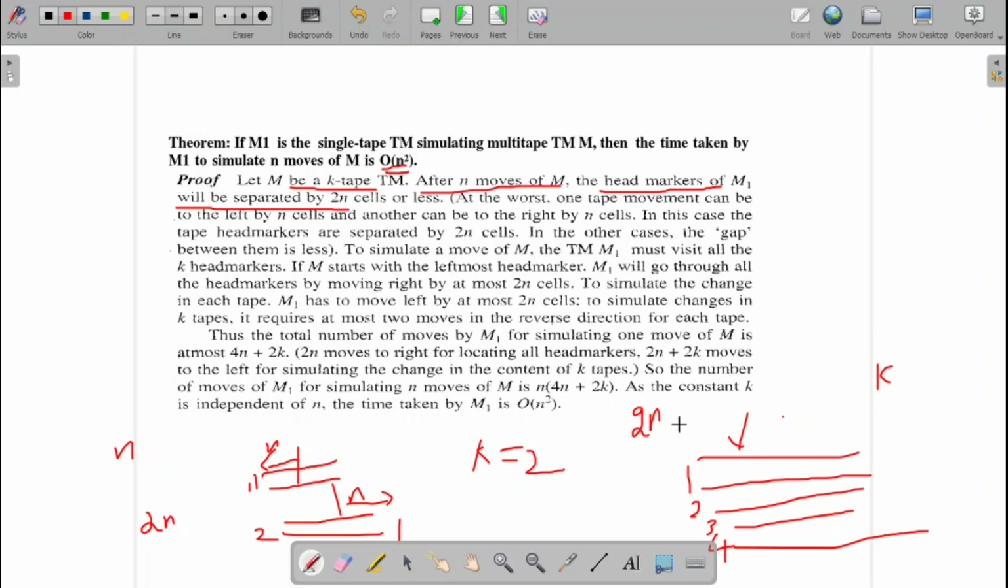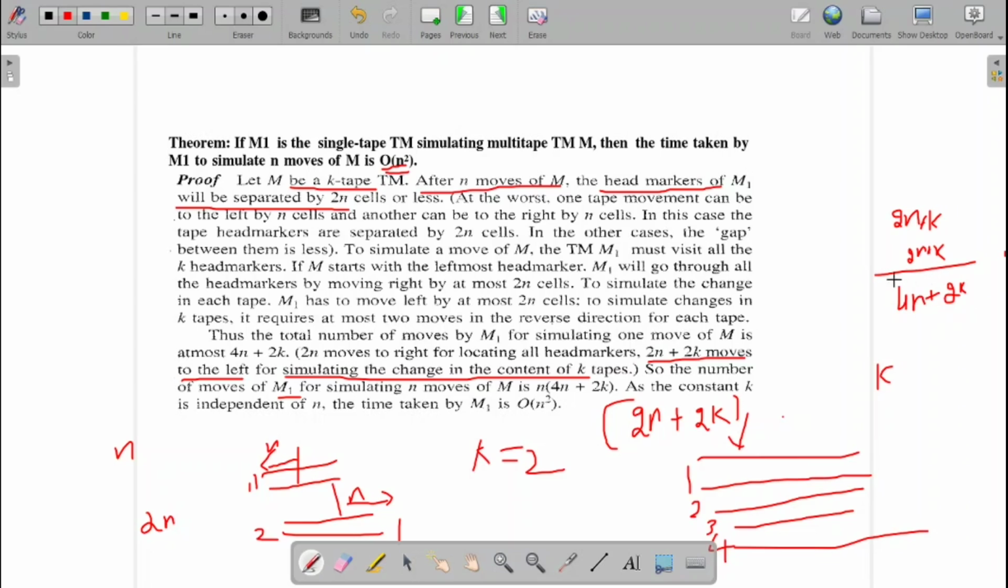So now what happens? It will be equal to 2n plus 2k. 2n plus 2k movements will be done. That is, 2n plus 2k movements to the left for simulating the change in the k tapes. Now the number of movements, if you add up, will be for one side 2n plus k and the other one 2n plus k. So when we add this up, how much do we get? 4n plus 2k.